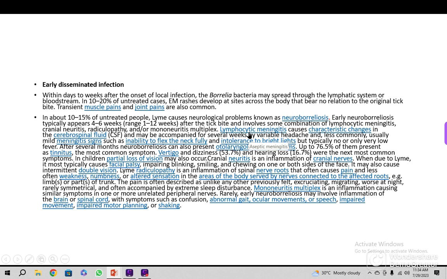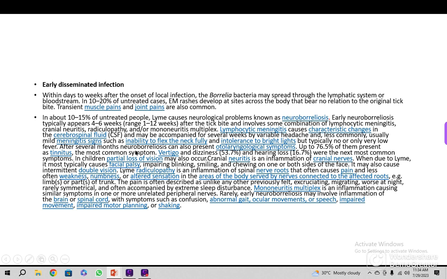In fact, this is very near to aseptic meningitis and its complication. The lymphocytic meningitis causes characteristic changes in the cerebrospinal fluid and may be accompanied within several weeks by variable headache and, less commonly, usually mild meningeal signs. That is, inability to flex the neck fully and intolerance to bright lights. But typically only a very low fever. So the cardinal sign, Brudzinski's sign, will not be present, only inability to flex the neck, possibly because of the meninges. It is not a pure sign of meningitis, it is called meningism.